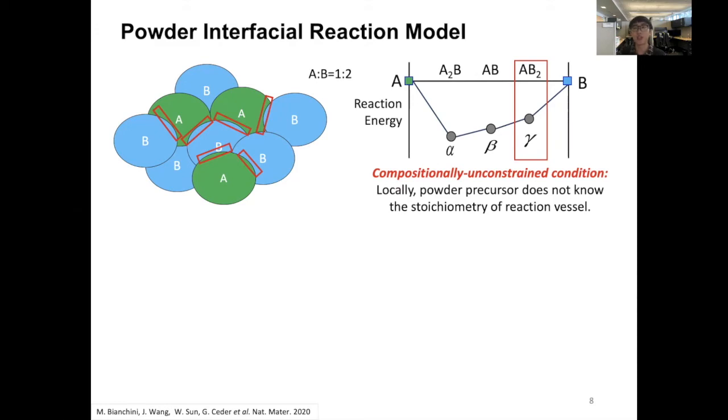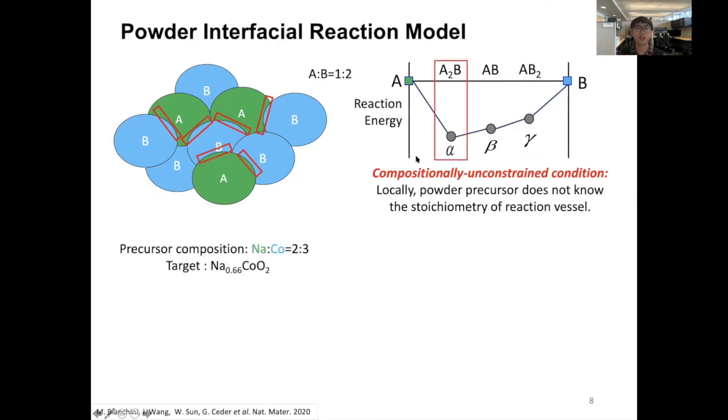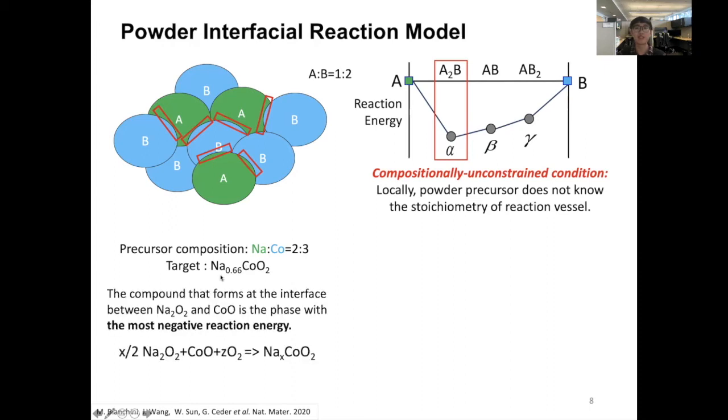So we should look at all possible compositions along this A-B tie line and pick the deepest point in the convex hull. Similarly, in our layered oxide system, though the precursor composition is sodium 2/3, locally at the interface, the first phase to form can have any sodium content that offers the most negative reaction energy.